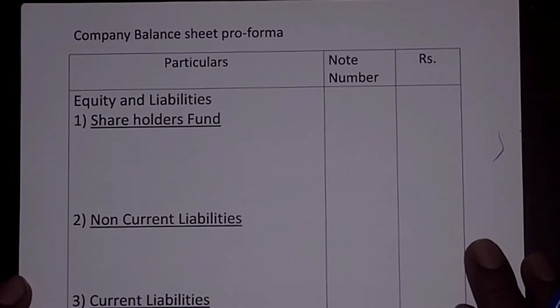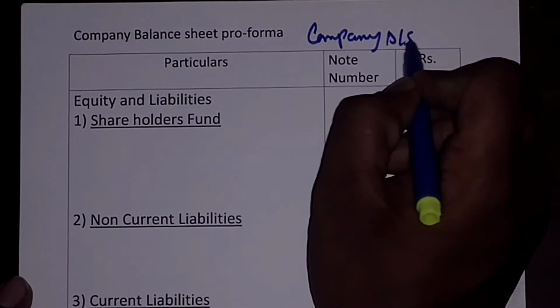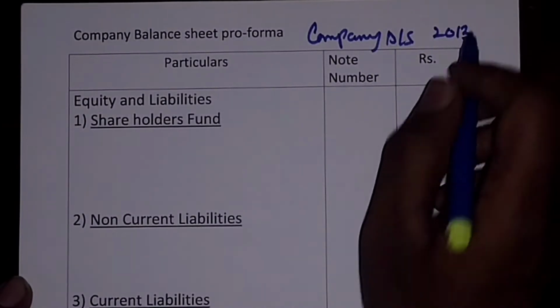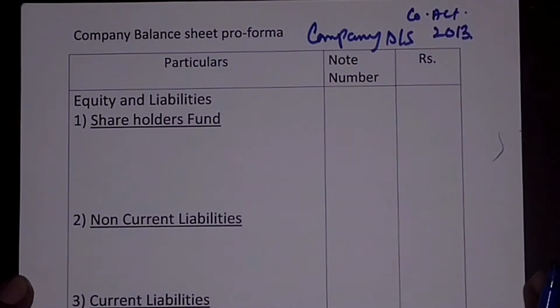Now, the most important topic which I am covering is the company balance sheet, as per the Companies Act of 2013, Schedule 3. This balance sheet is a common topic for second year PUC, second year BCom corporate accounting, fifth semester IFRS, BBA, and even CA, CMA, CS, and other higher courses.